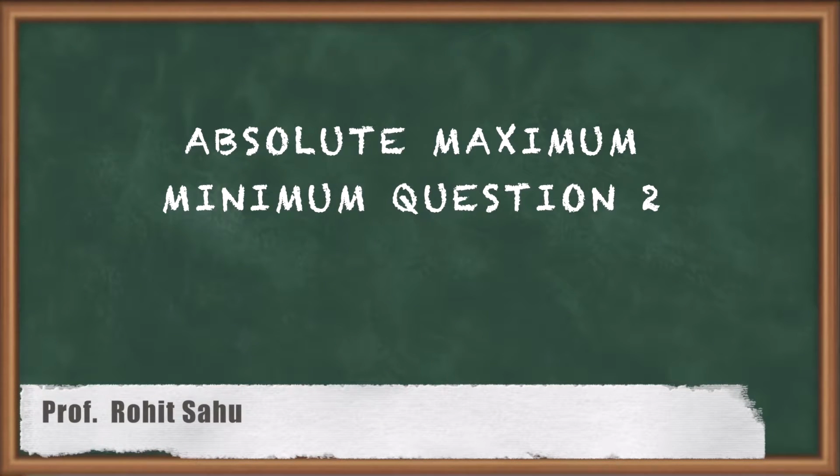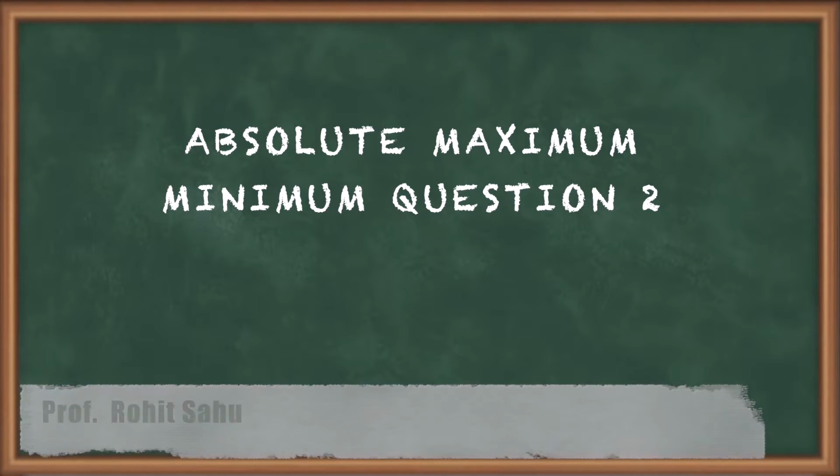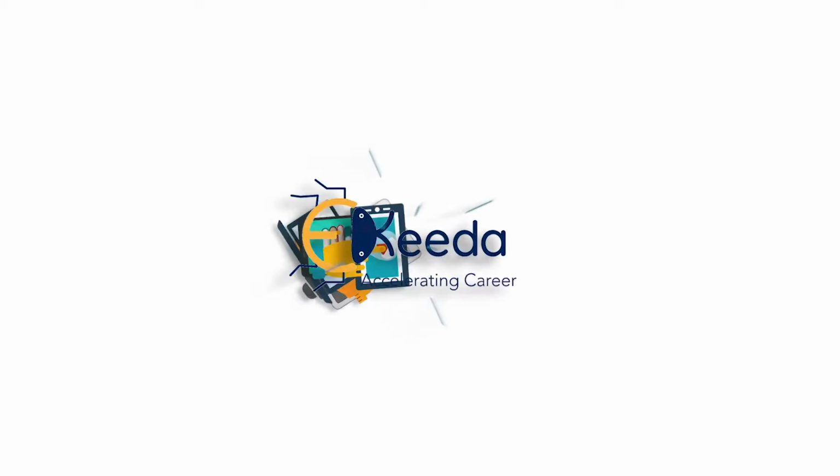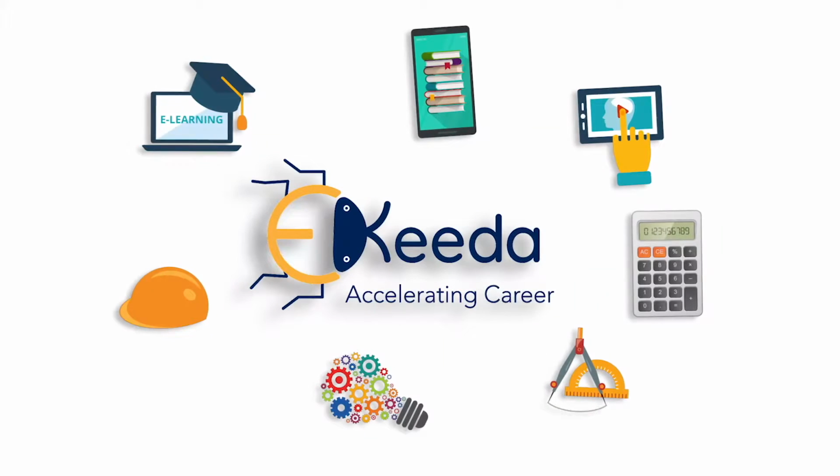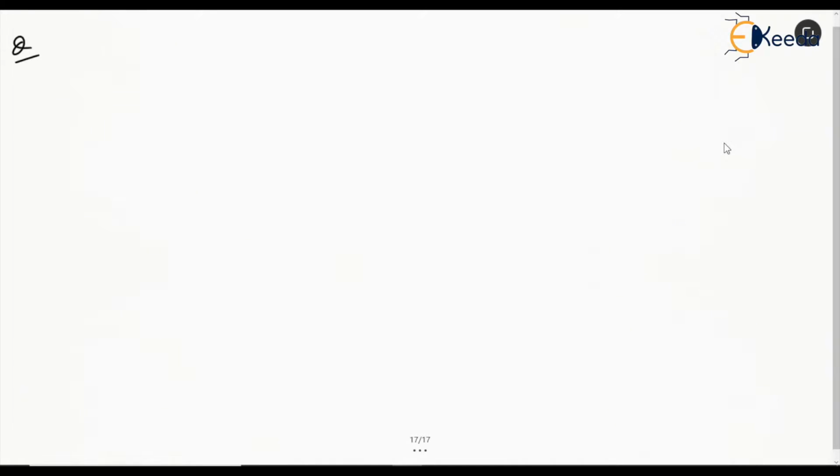Hello everyone. In this session we'll see another question on absolute maximum and minimum. So the question is f of x is equal to x minus ln of 2x, and the interval given is 0.5 to 2.